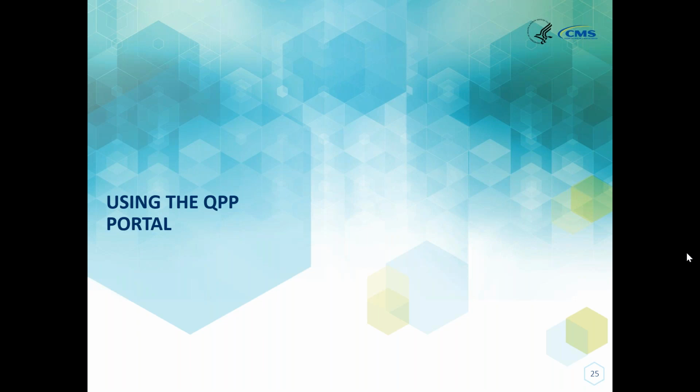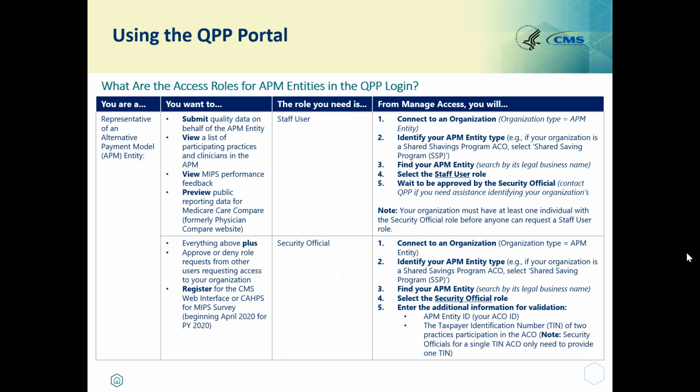Next slide, please. So I will briefly talk about how QP incentive information can be accessed via the QPP portal. Basically, this slide is just an overview of the access that the user role at the APM entity provides. I won't spend a lot of time on this particular slide. However, additional information can be found in the user access guide on the QPP resource library. Next slide.